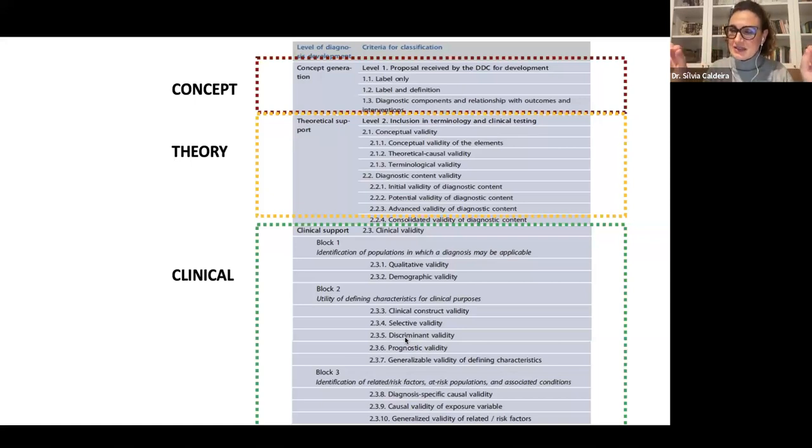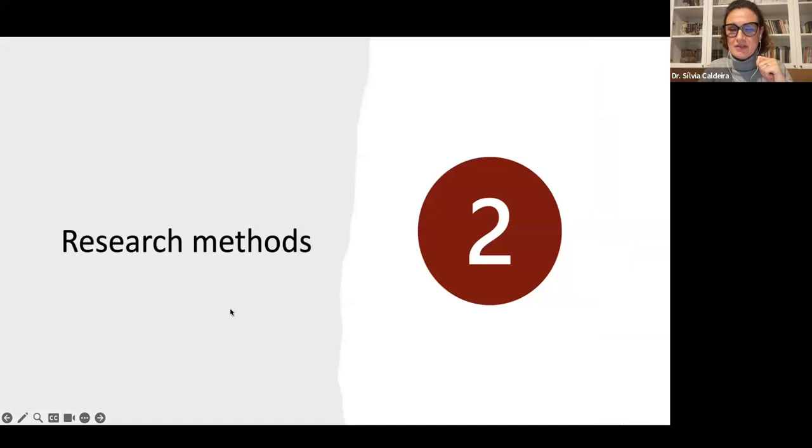First, saying what it is. Second, knowing what it is and what the meaning of that is. And third, let's check in the clinical context all the dynamics of that nursing diagnosis. And these are the 3 stages, I would say, that compose this framework of the levels of evidence.